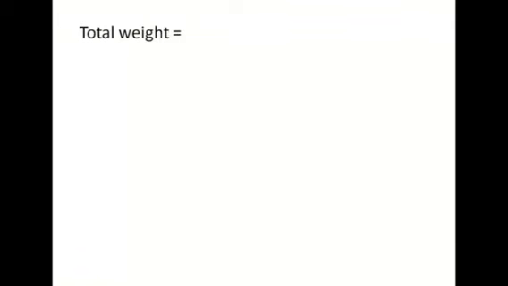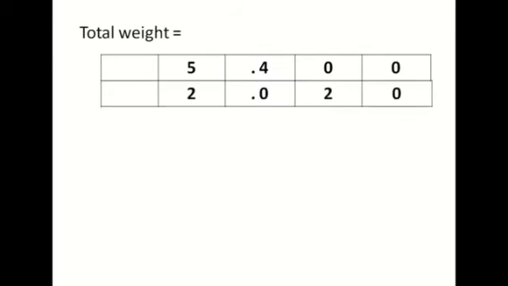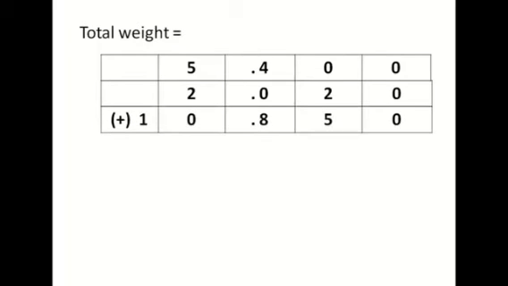Now find out the total weight. So you have to write the weights one after the other in column form. First is 5.400. Next weight is 2.020. And the third one is 10.850. So you have arranged all the addends with the digits of the same place in the same column. Please finish up the addition part.